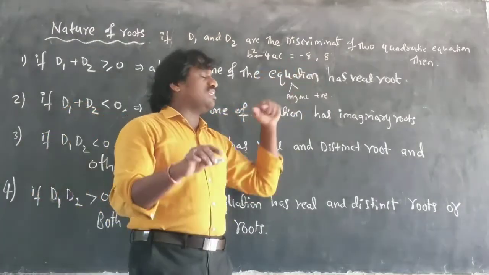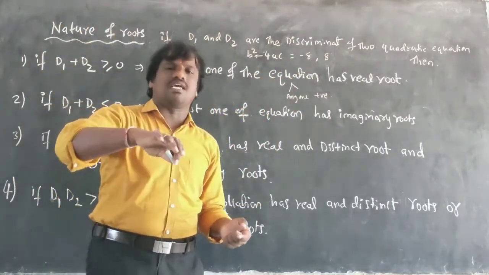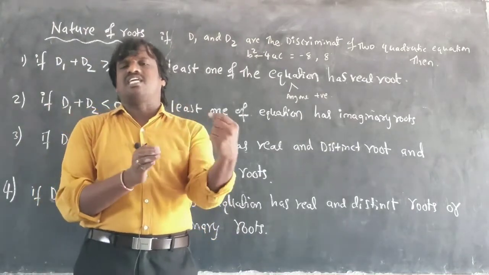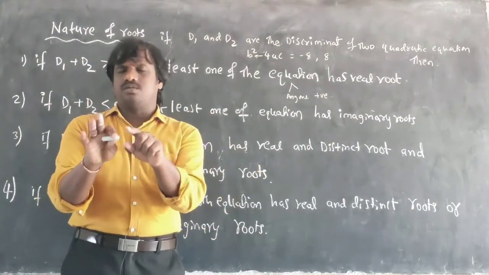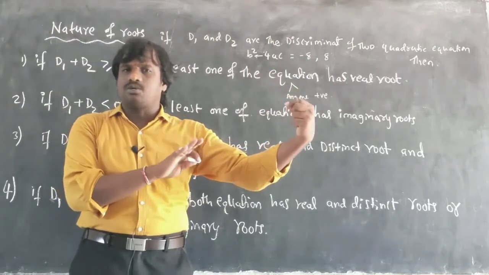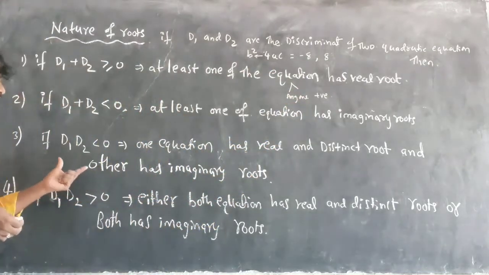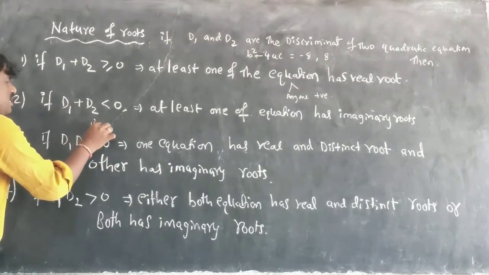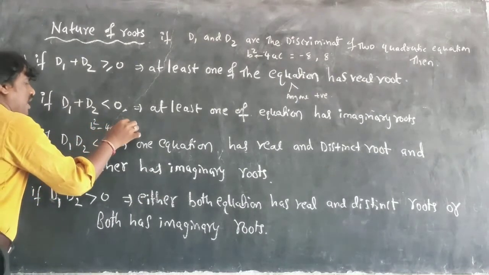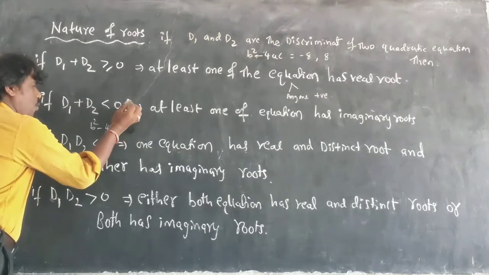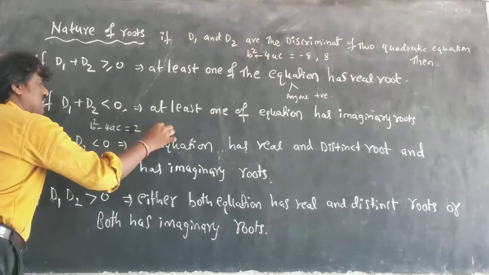Because if I am getting one discriminant as positive and another one as minus 3, then the discriminant which is getting positive will have real roots, and the discriminant which is getting negative will have imaginary roots. So the condition for this one will be, hope you understand, the discriminant D1 is greater than 0, here D1 is positive, another is negative.